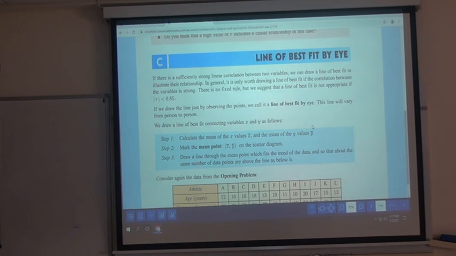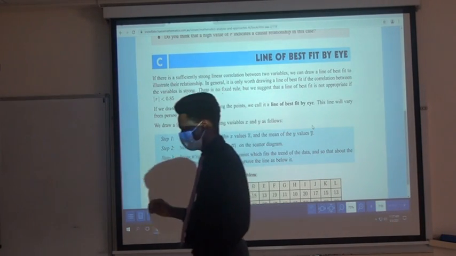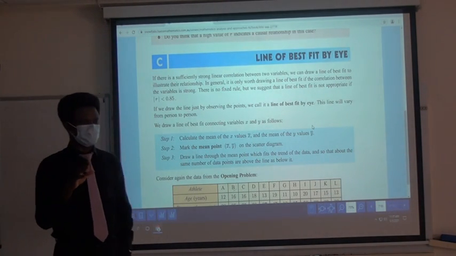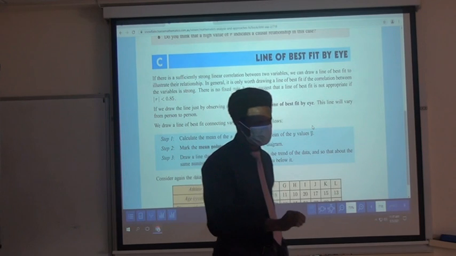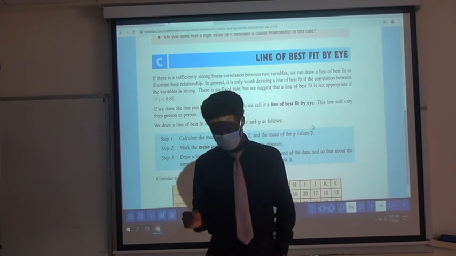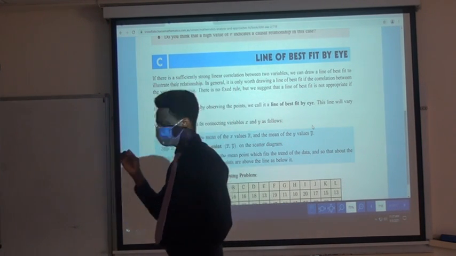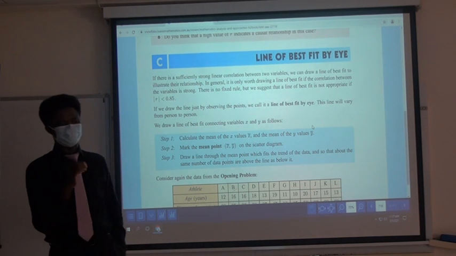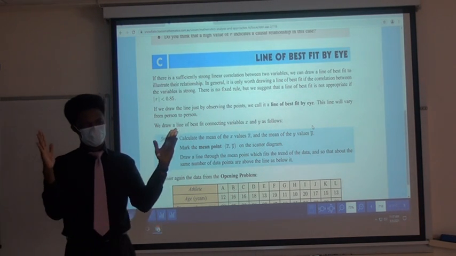Anyways, so that's what we did yesterday. But what I failed to mention, probably because I just went straight to the worksheet, is the concept of interpolation and extrapolation. Interpolation is when you predict within the observed value.